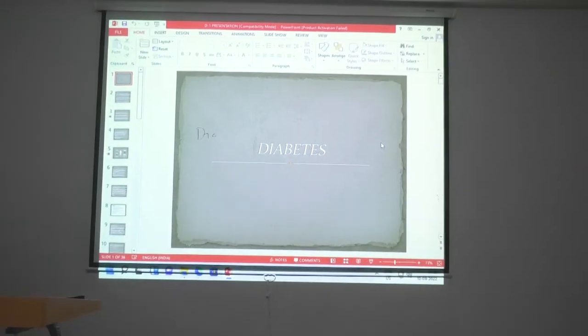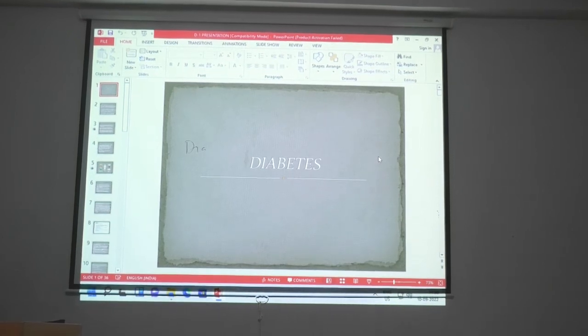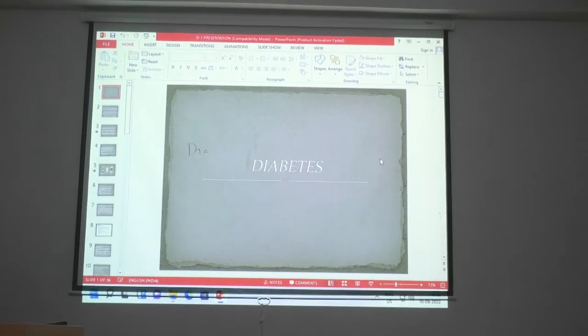So most of the things you already know: diabetes is related to metabolism, where insulin plays a role, either it is absent or it is insufficiently present in the body to work over the metabolism.